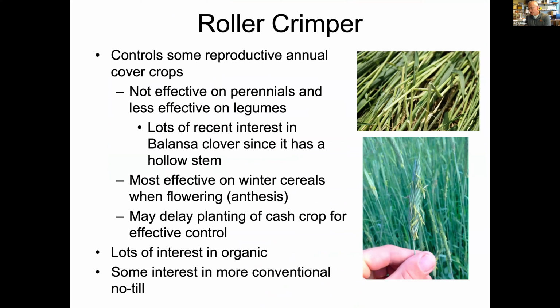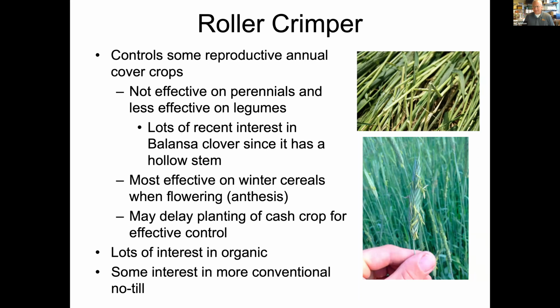Okay, so we had a question earlier about roller crimping. Roller crimping, again, can be a very effective technique for terminating things like cereal rye. There are some folks now that are growing Valencia Clover. Valencia Clover has a hollow stem as well, and this one seems to respond pretty well to roller crimping as well. We've just started messing around with Valencia Clover here. Actually, two years ago is when we planted it for the first time. So we're in our second year of experience with Valencia Clover.